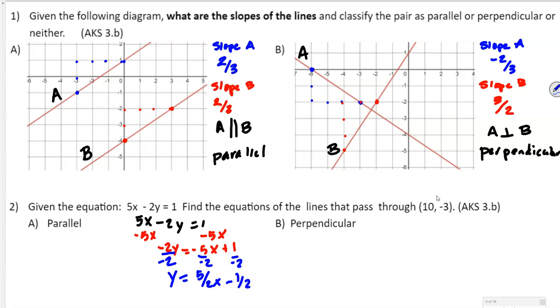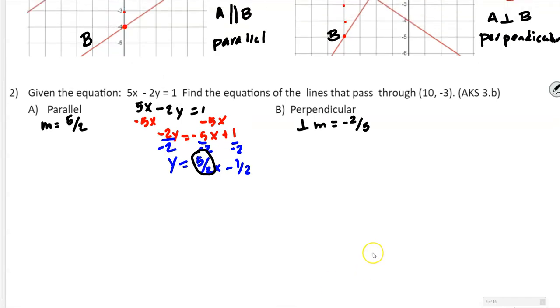So what is the part of this that we care about? The slope, right? So we only care about the m right there, right? So if we're talking about a parallel slope, then m is going to be equal to 5/2. And then when we talk about the perpendicular slope, this is going to be our perpendicular m. That's going to be equal to -2/5 because we change the sign and we flip it, okay? So let's continue on, and let's see if we can figure out the rest of this.